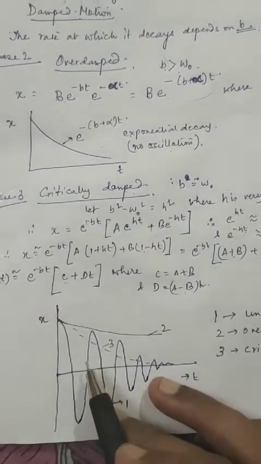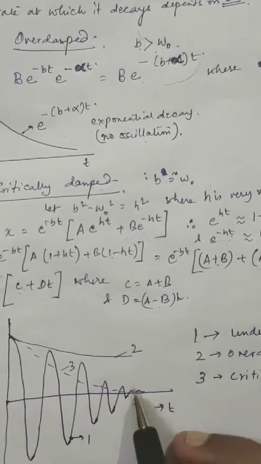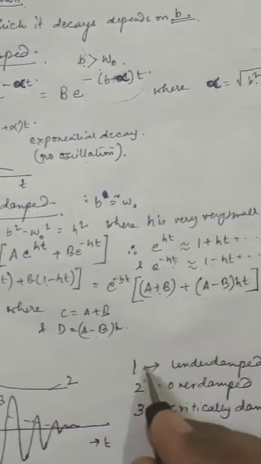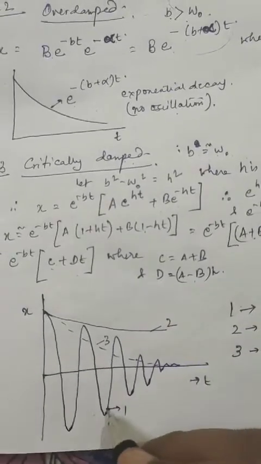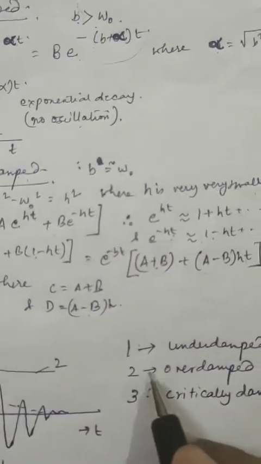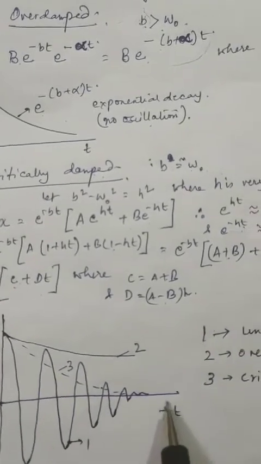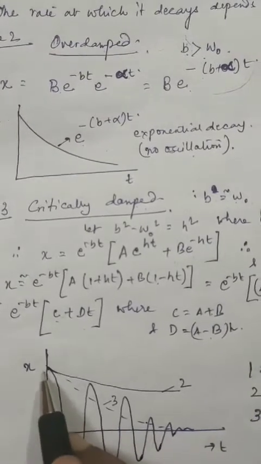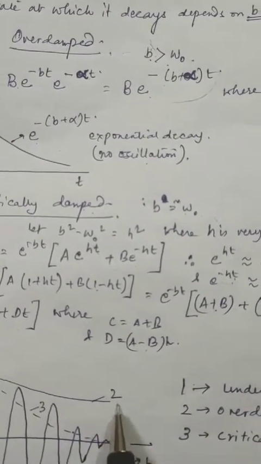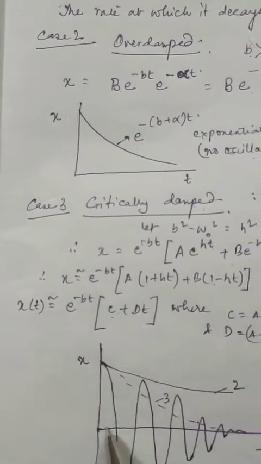So if you graph it, I have graphed all the three. This is underdamped. You can see oscillation is there, but the amplitude is reducing. So 1 is underdamped. 2 is overdamped. You can see it exponentially decreasing, but it will take a huge amount of time for x to reduce to 0. If I extrapolate this graph, the time will be very huge when x becomes 0.